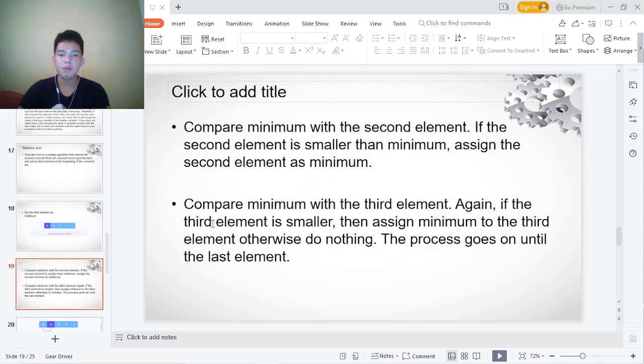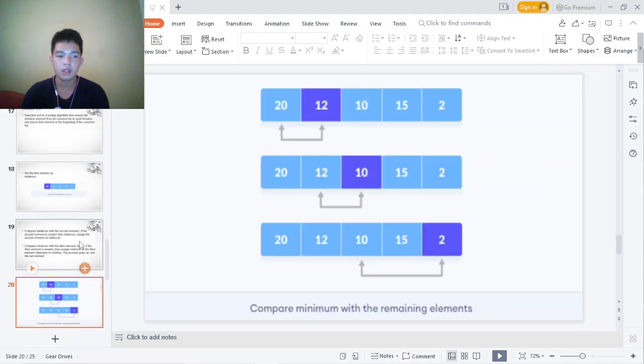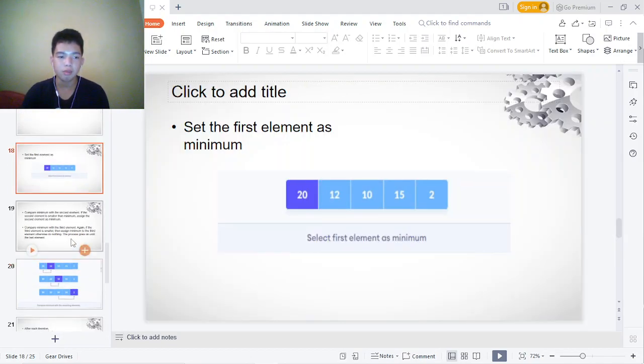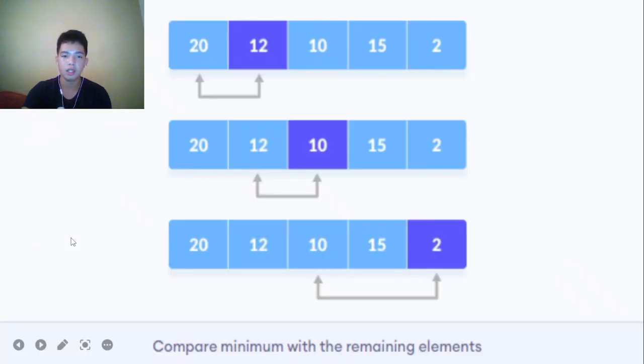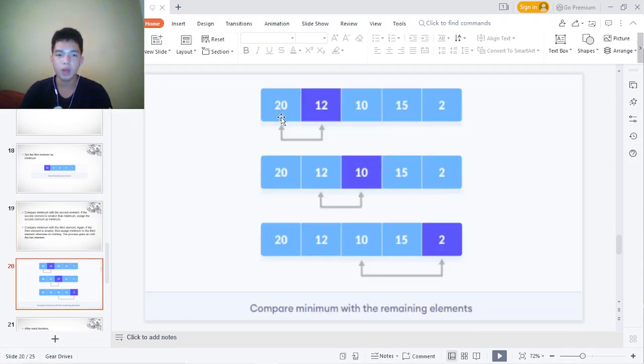So compare minimum with the third element. Again, if the third element is smaller, then assign minimum to the third element, otherwise do nothing. The process goes until the last element. So this will happen here. So 20, 12. It will move. The 12 will move here. And then the 10 will move here. 15 will move here. The 2 will go to the 20 until it goes, or it will repeat the whole algorithm, or the whole sorting.